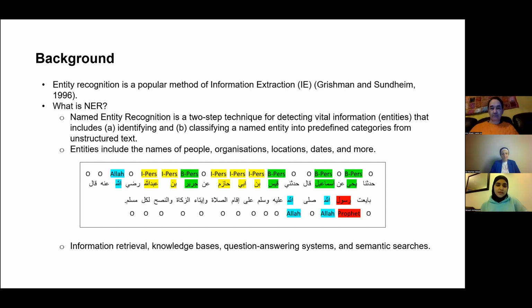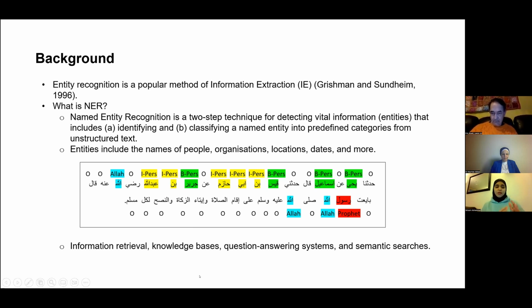So first of all, I'd like to give an overview about named entity recognition. In natural language processing, the most popular method of information extraction is entity recognition. Named entity recognition is a process of detecting vital information from unstructured text and classifying it into predefined categories. These entities can be names of people, organizations, locations, and so on, as explained in this figure.